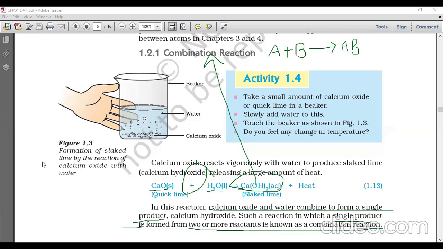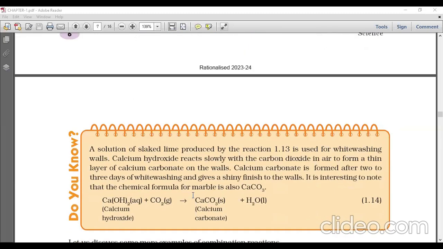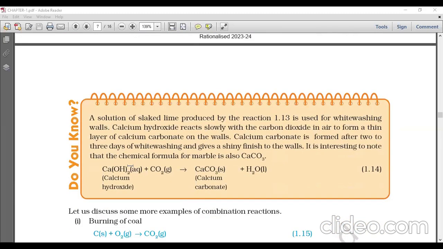I hope you all have understood. Okay, fine. Now next topic. So yes, this is very important. Do you know? And one more point I'll tell you. A solution of slaked lime produced in reaction 1.3 is used for whitewashing walls.